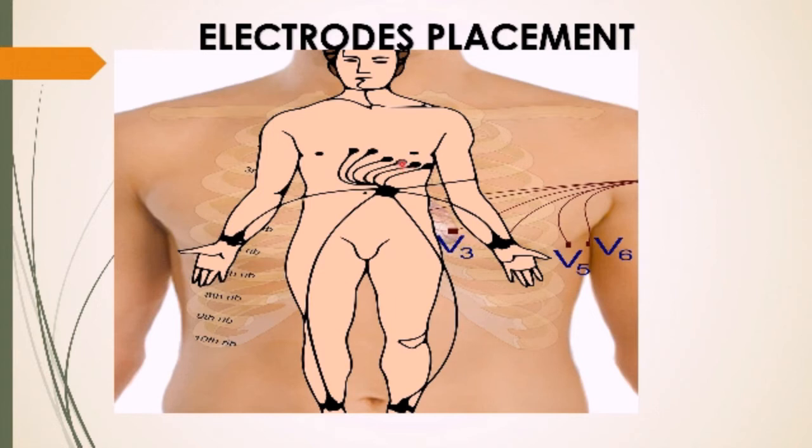Then C3 is just placed between C2 and C4. There is no exact location, but at the mid distance between C2 and C4, that is where we place the C3 electrode.